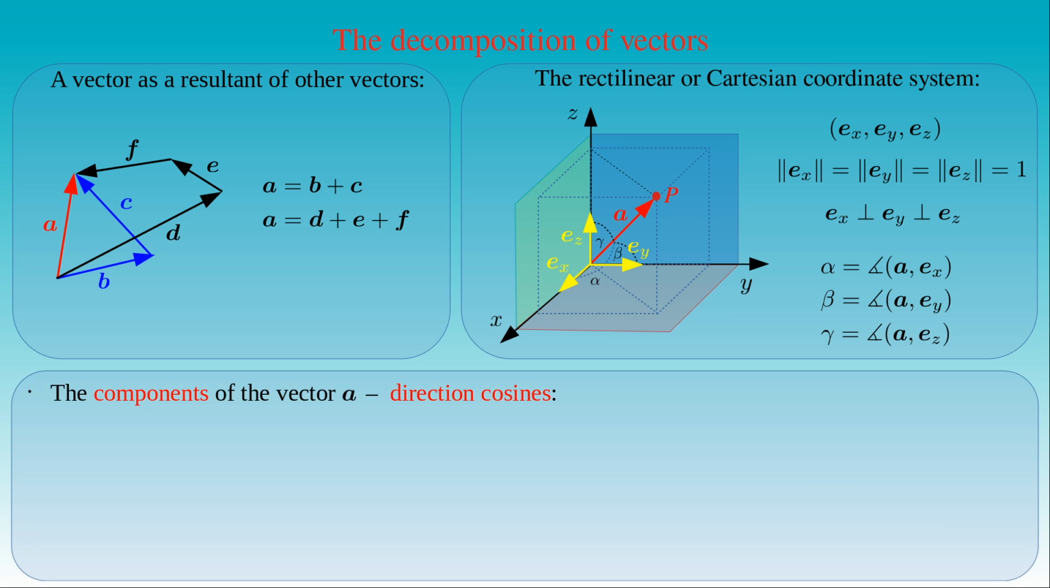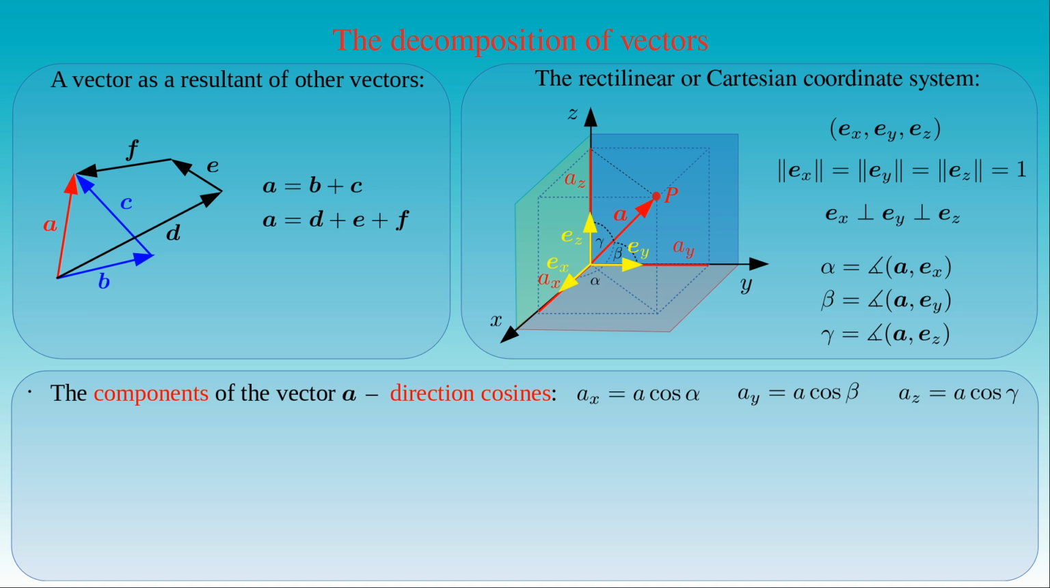The projection of the length of A onto the x-axis is denoted with Ax, and it is equal to A times cosine alpha. It is called the component of the vector A in the direction of the x-axis. The component of the vector A in the direction of the y-axis is denoted with Ay, and it is equal to A times cosine beta. The third component Az is in the direction of the z-axis, and it is equal to A times cosine gamma. The cosines of the angles alpha, beta, and gamma are called directional cosines, since they determine the direction of the point P with respect to the axes of the coordinate system.